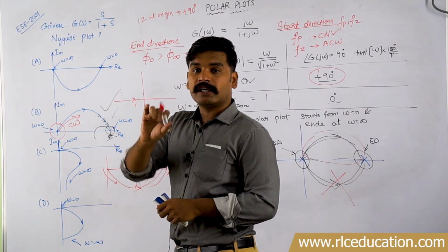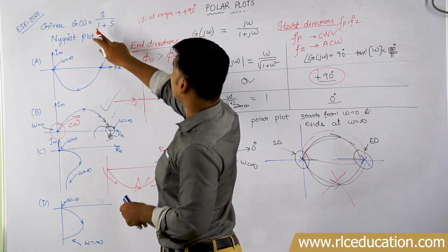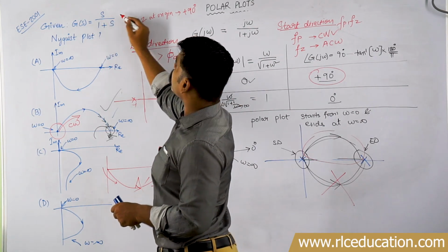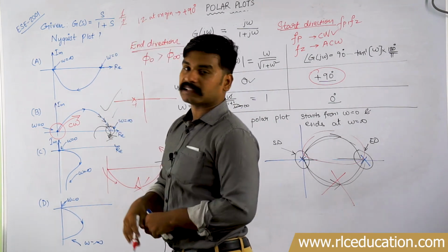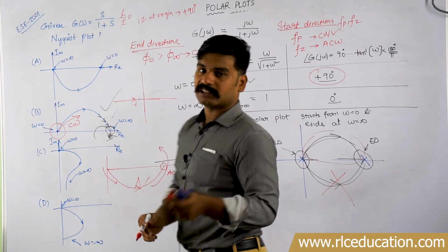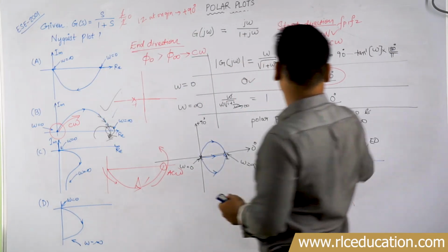Next, where will the graph end? That depends upon the net order of the system. What do you mean by net order of the system? The order of the numerator is 1. What is the order of the denominator? 1. So both orders get cancelled out. The net order is 0. That means the graph will end at 0 degrees.